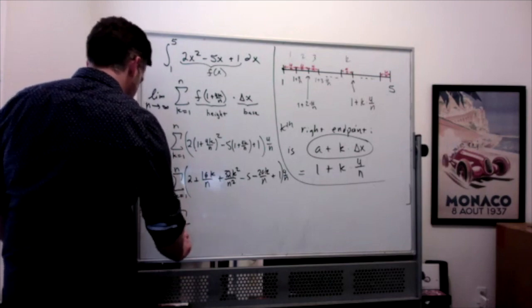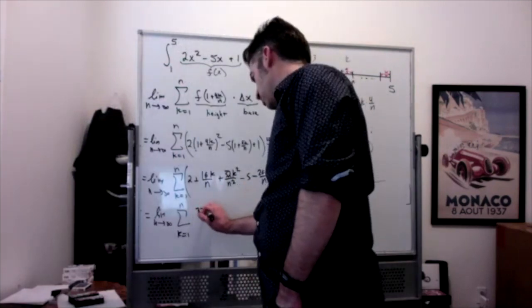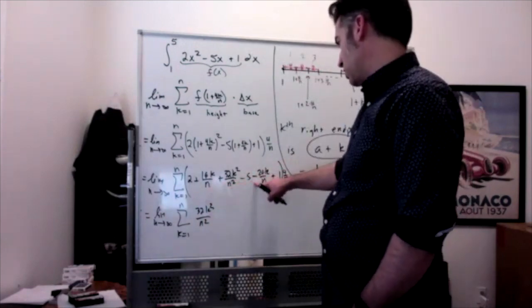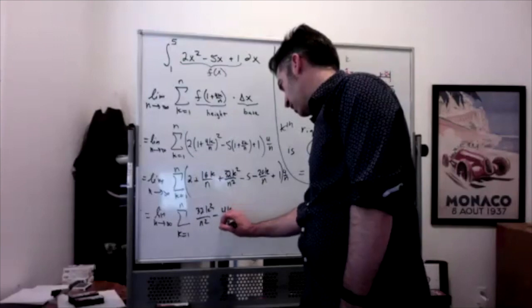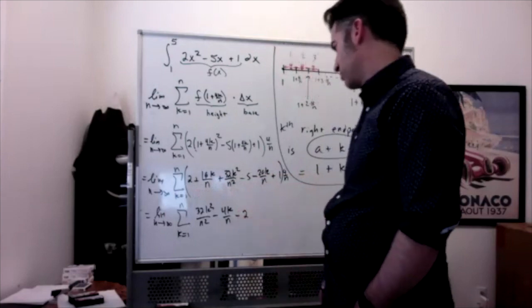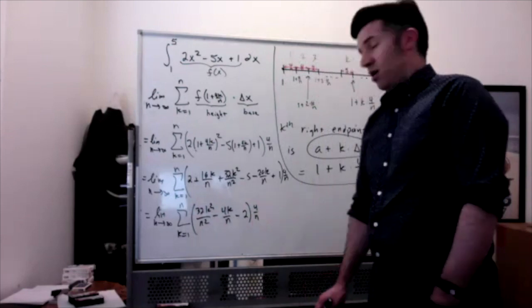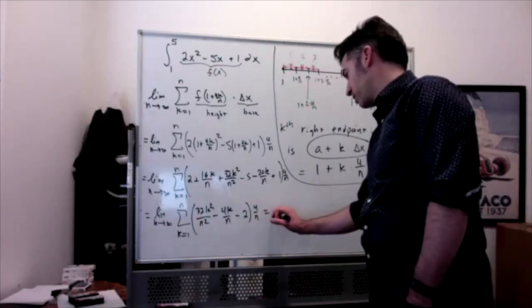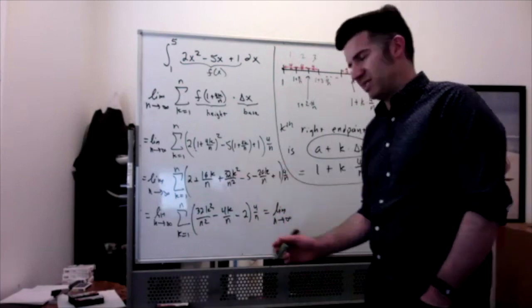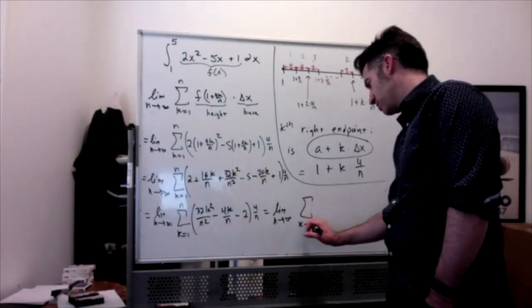So the limit as n goes to infinity of the sum from k equals 1 to n. So let's see, I've only got one k squared term, so I've got a 32k squared over n squared. I've got a 16k over n minus a 20k over n. That's going to be a minus 4k over n. And I've got a 2 minus 5 plus 1, which is a minus 2. Times 4 over n. This is probably going to be a lot of work. The limit as n goes to infinity, multiply the 4 over n. So I kind of want to write this as 3 sums.